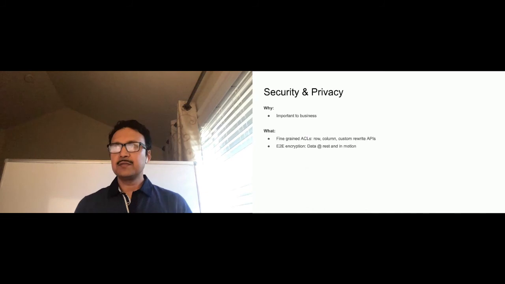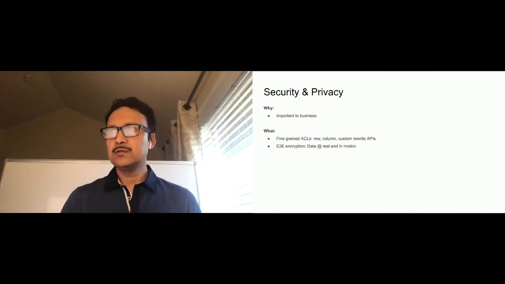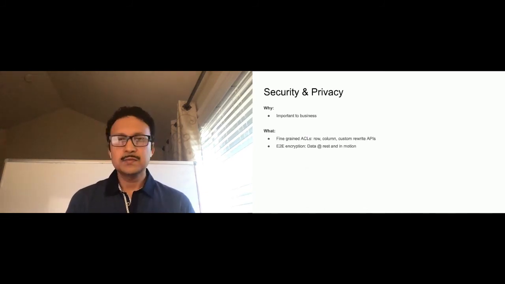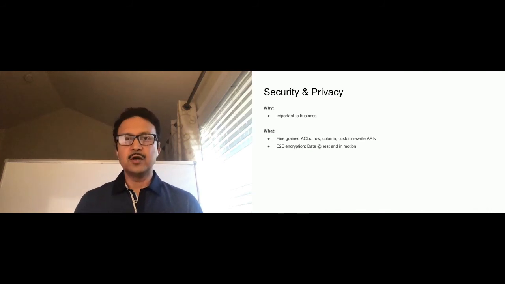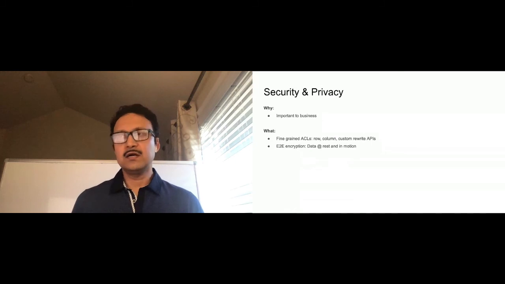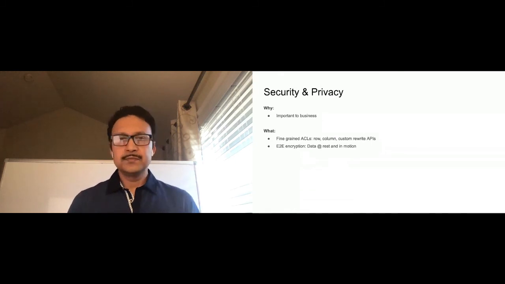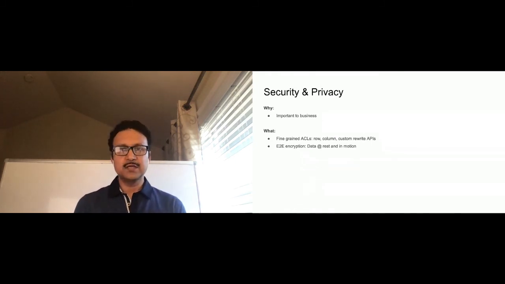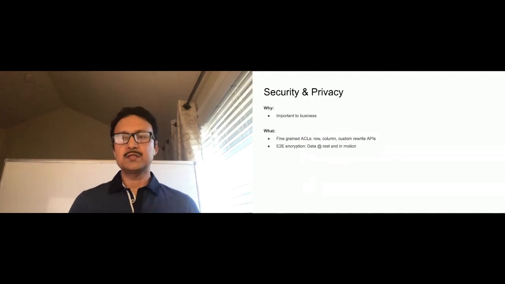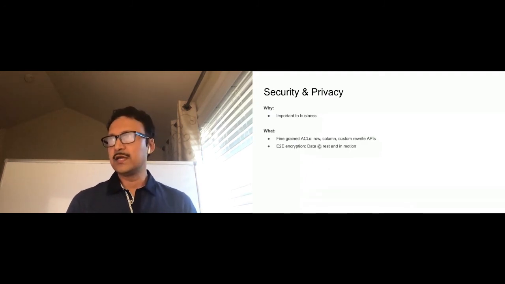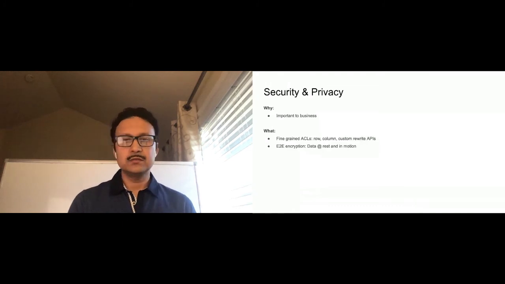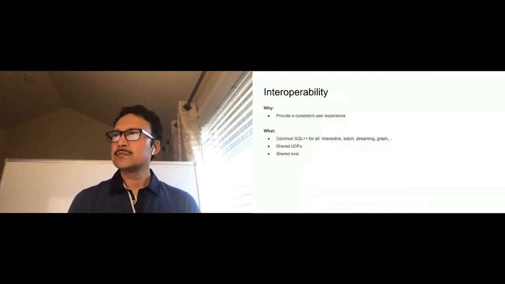On the security and privacy side, we continue to invest in custom rewrite APIs to implement complex things like differential privacy, which is hard to get right. End-to-end encryption is another thing that is tricky to get right. In Presto's case, it's probably slightly easier because we control all access through an API. This is an area we are also looking at, data at rest using ORC encryption and things like that.